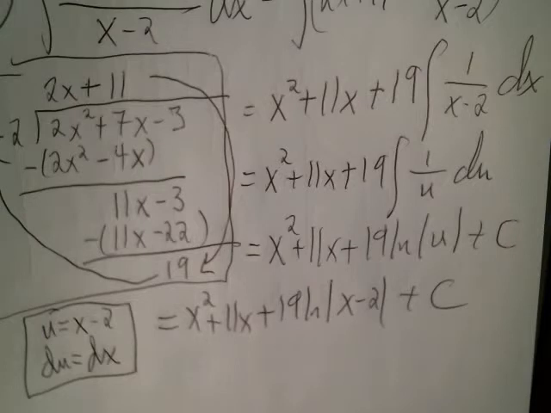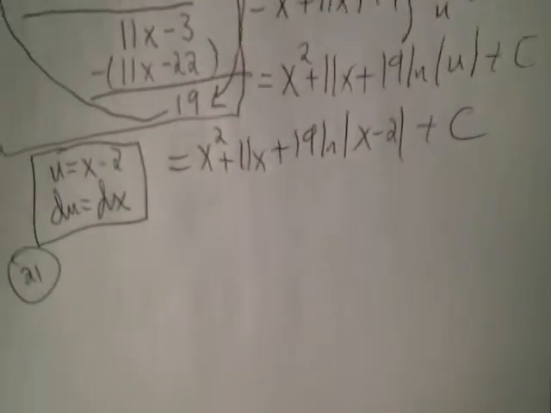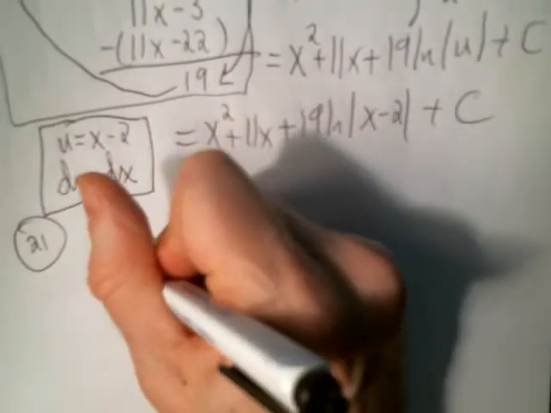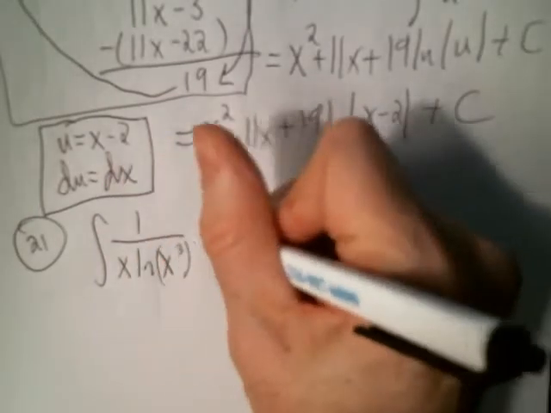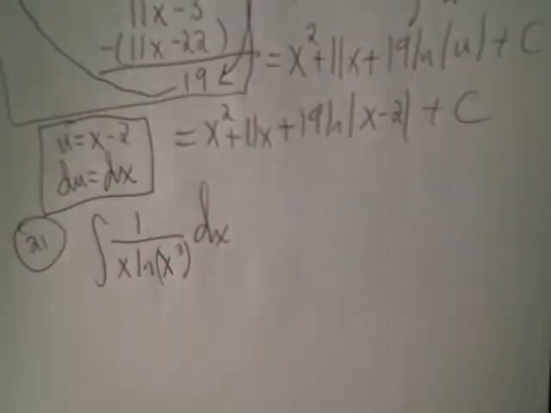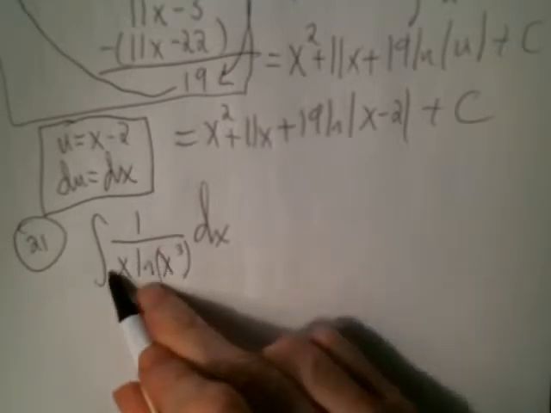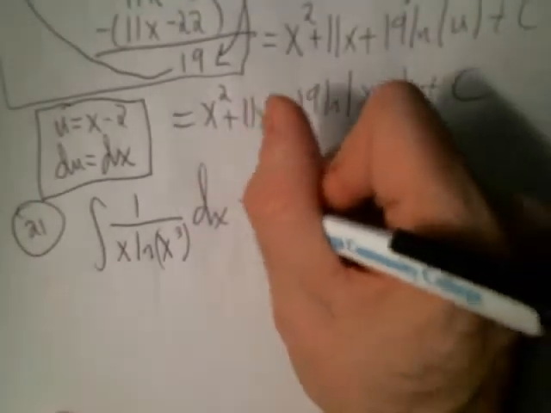Okay, let's look at another one. This is problem 21. So I have the integral of 1 all over x ln of x cubed, like that, dx. Couple ways you can attack this. You can use the power rule to bring this 3 out of the natural log. So sure, let's do that, right?